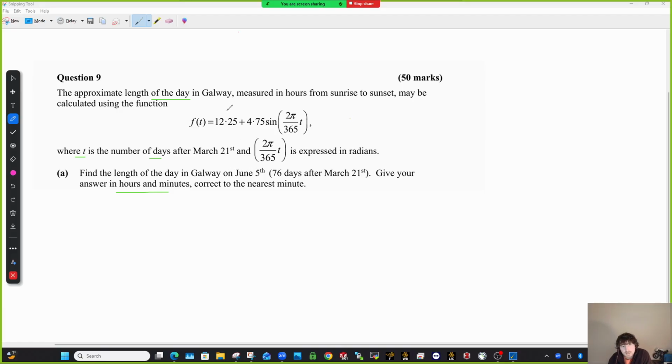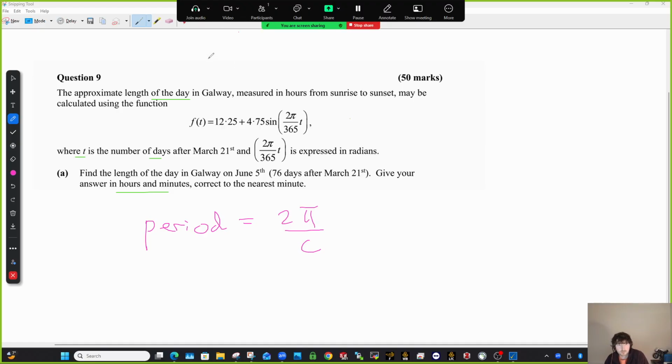So what is it telling us here? We could be asked a few different things about this question. First thing we could be asked is what's the period of this function? We've been given the function and we're asked the period. So we've got this all important formula: period equals 2 pi over c. If for some reason the function was in degrees, this will be 360 over c. These functions are usually a plus b sine cx, so c is the thing in front of the t here.